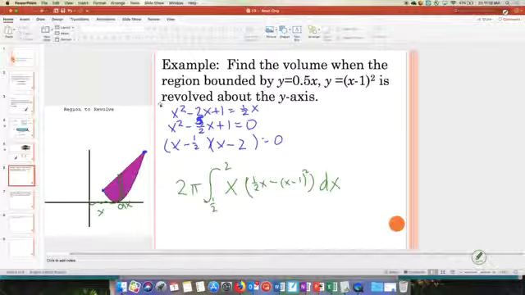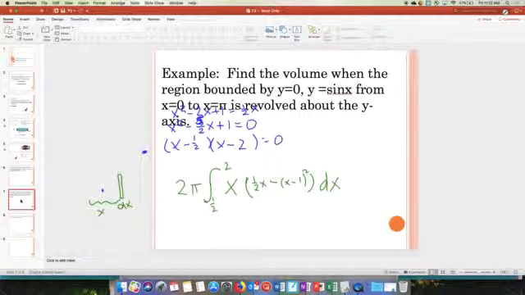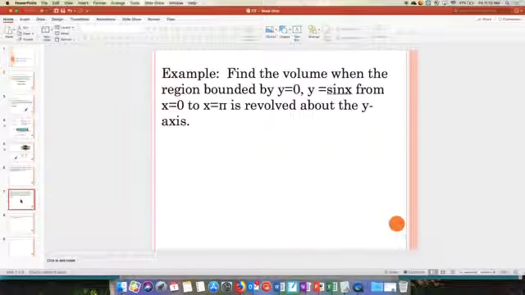All right. You ready for another one? Write down the equations and draw the region.